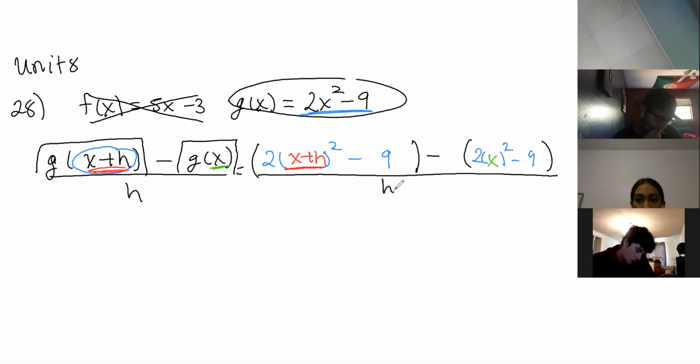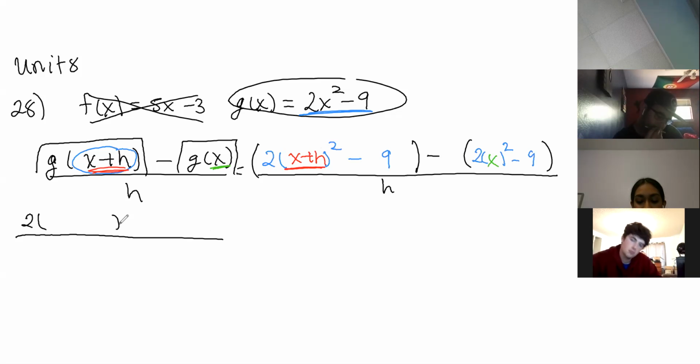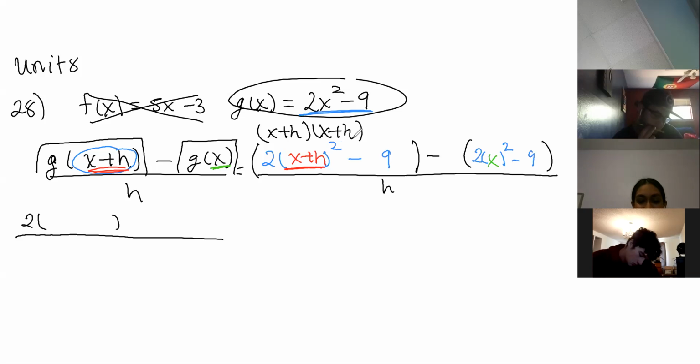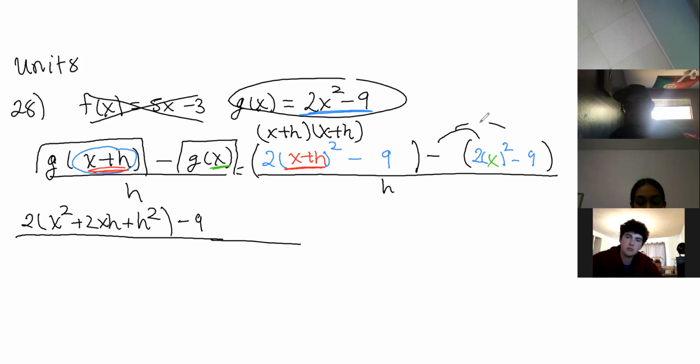Okay. What I'm going to do, it's going to get kind of messy. I'm going to do 2 parentheses and have you guys FOIL the x plus h, because it's not one where you distribute the exponent. You do have to FOIL it. Can any of you FOIL that in your head, and what would it come out to be? X squared plus 2xh plus h squared. All right, everybody agree? Yes. Minus 9, and I'm going to distribute this negative, minus 2x squared plus 9, all over h.